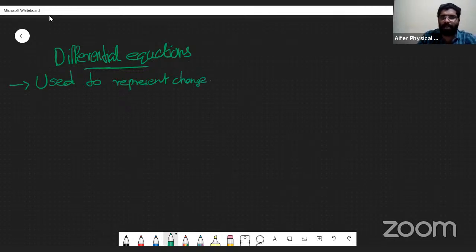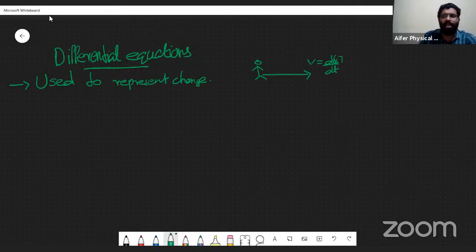Suppose a person is standing here and he starts walking. We want to measure the distance covered by this person with time. So we are interested to define a quantity called speed or velocity, which is dx by dt. This gives you the change of displacement with respect to time. So this expression is used to represent a change.